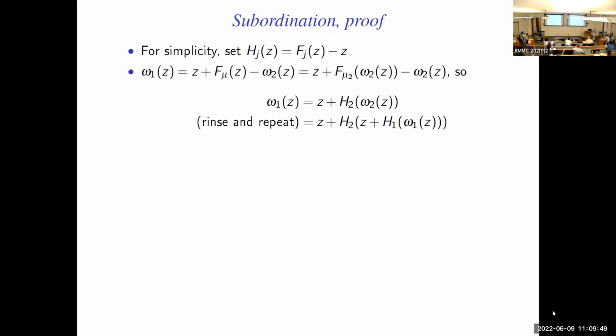Here I remembered again not to put the box plus. So mu is the convolution of mu 1 and mu 2, right? So omega 1 of Z is Z plus F mu of Z. But this, of course, is supposed to be Z plus F mu 2 of omega 2 of Z minus omega 2 of Z, which is the same as Z plus H2 of omega 2 of Z. So omega 1 of Z is Z plus H2 of omega 2 of Z. So this gives me a formula for omega 1 in terms of omega 2. Repeat this operation. You get that omega 1 of Z is in fact Z plus H2 of Z plus H1 of omega 1 of Z.